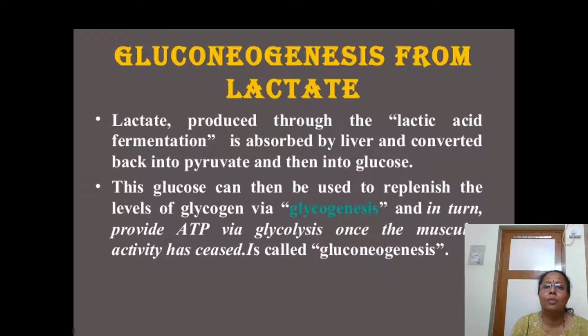So lactate produced, where is it produced from? Lactic acid fermentation. That will be absorbed by the liver. And there it is converted back to pyruvate, and in turn to glucose. Okay. So this glucose can then be used to replenish the levels of glycogen via glycogenesis and in turn provide ATP via glycolysis once the muscular activity has ceased. So this is what the overall reaction that takes place in gluconeogenesis.